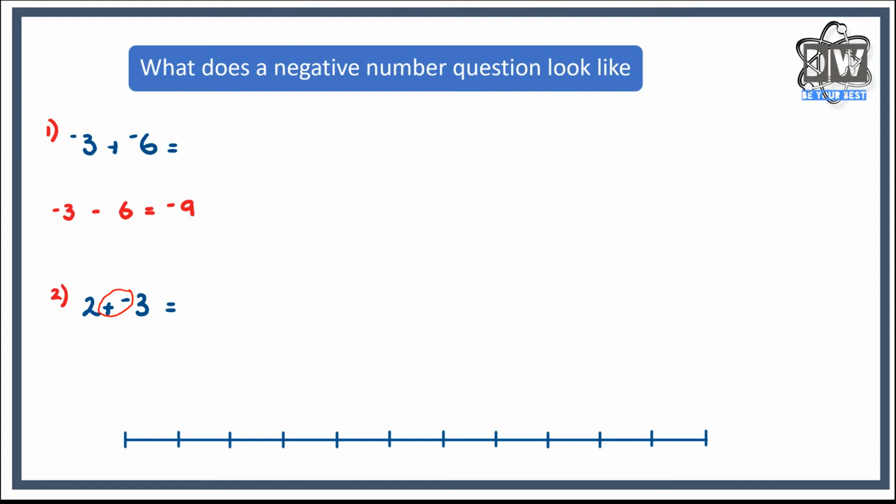So we can rewrite the question as 2 take away 3. So we start with 2. Let's write 2 here, and we're going to the left. We're going to take away 3. So we're going to go 1, 2, 3. This would be 1. This would be 0. This would be -1. And we can then write in our answer at -1.